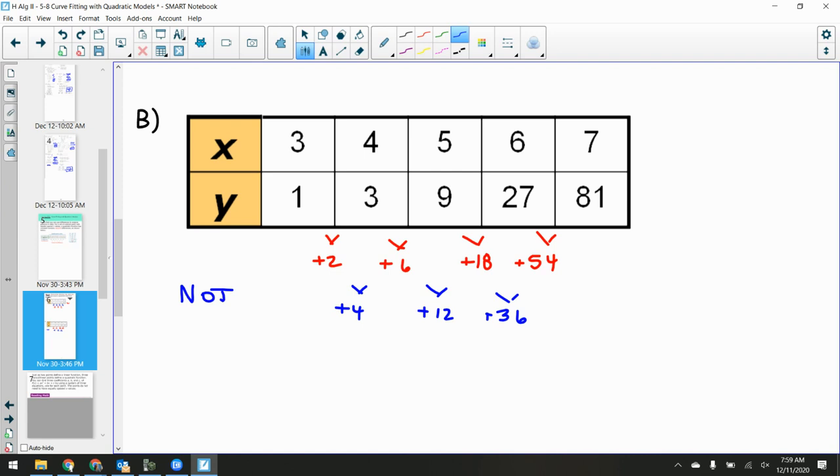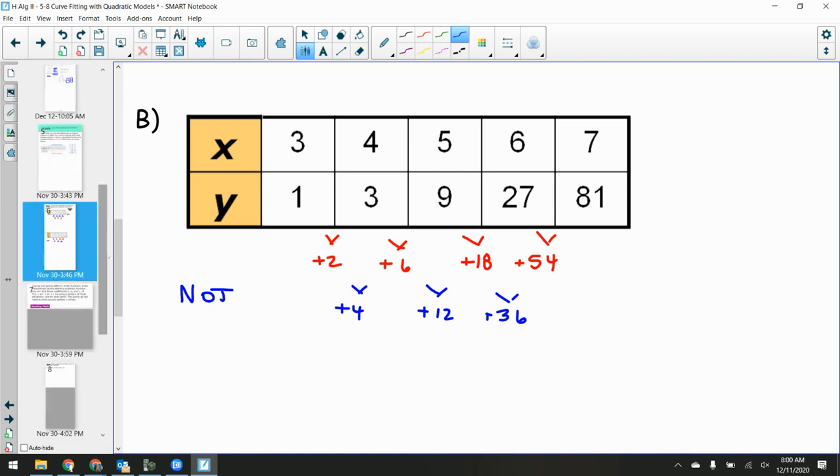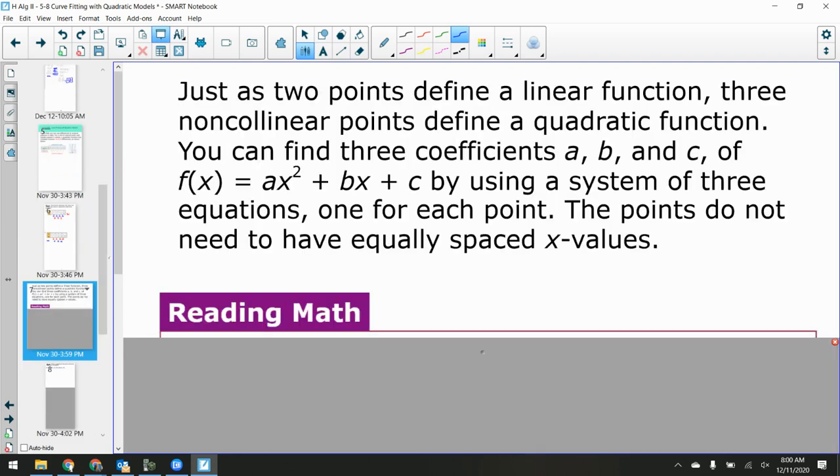We'll learn later on in the year that this is actually exponential because I see a pattern. Look at my y values. What am I multiplying by each time? Not adding, but multiplying by 3. Whenever you see a constant multiple instead of a constant difference, that's an exponential instead of a polynomial like we have.